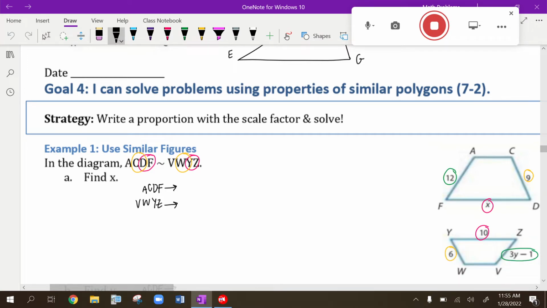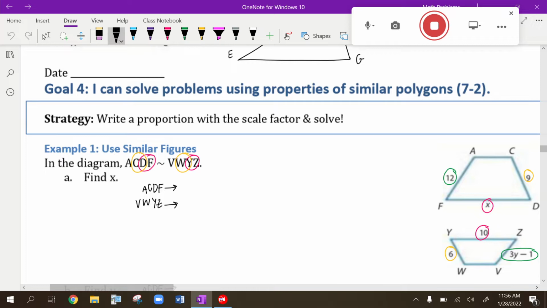Now we're going to work on solving problems using the properties of those similar polygons. First, I want to tell you the strategy for this. You'll always want to make sure you write a proportion with the scale factor and then you solve it. Remember, all similar shapes have proportional sides, so we know that it's okay to do this.